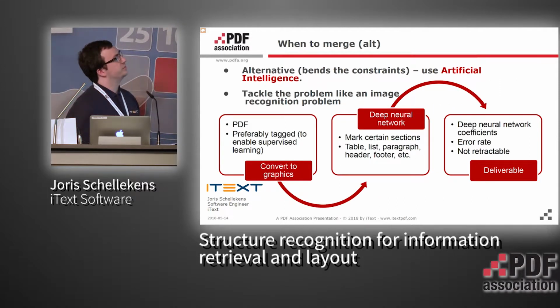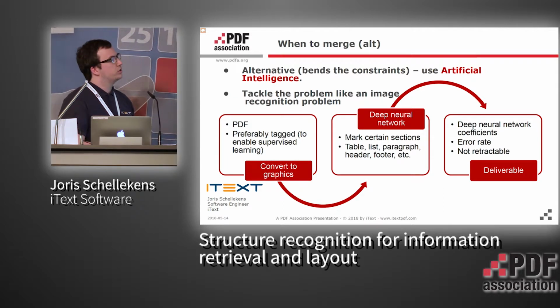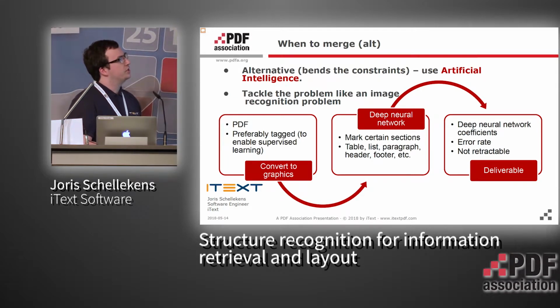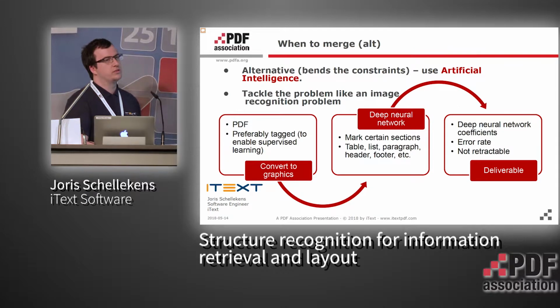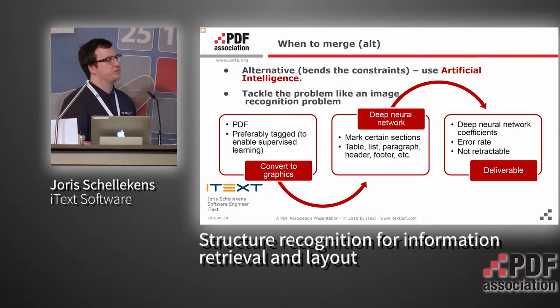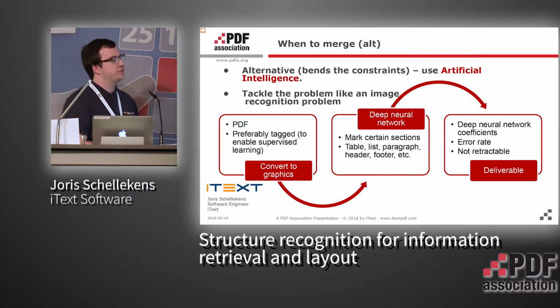But what's the alternative? The alternative, which bends the constraints a bit, is that we use artificial intelligence. So as soon as we notice that we have a large amount of parameters, why not use an artificial neural network which incorporates all of these parameters to handle the problem for us? Then if we notice that the network isn't performing well, we can simply train it on more documents or retrain it on our specific documents. So this is an overview of how the solution can work, and I will go into more detail later.